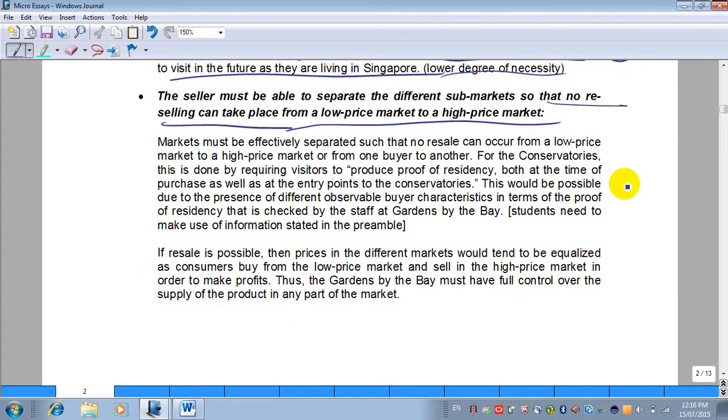Here for the conservatories, this is done by requiring visitors to produce proof of residency both at the time of purchase as well as at the entry points. This will be possible due to the presence of different observable buyer characteristics in terms of the proof of residency that is checked by the staff at Gardens by the Bay. So they will check, so there's no way you can resell. If you're a tourist and you want to buy from local citizens, you need to prove that you are a local citizen, and you will not be able to prove because you do not have an IC.